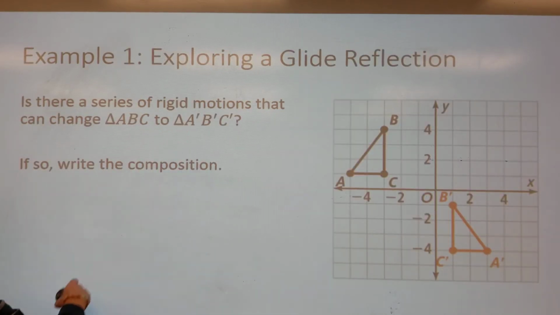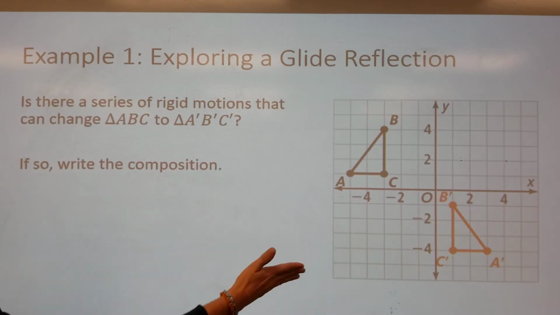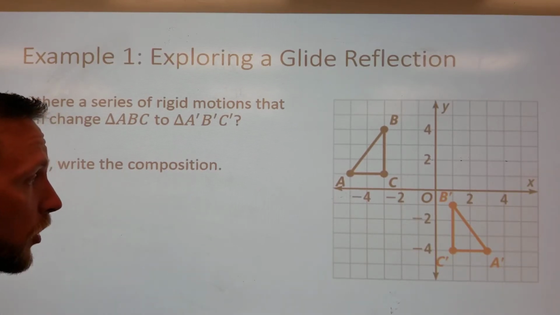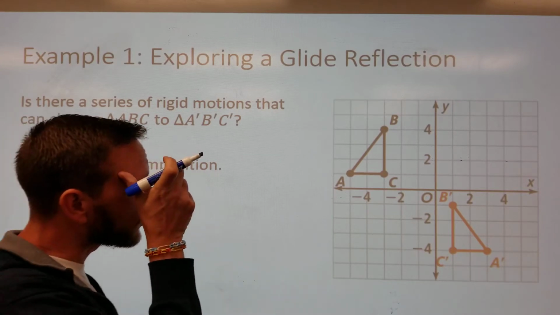Is there a series of rigid motions that can change triangle ABC to triangle A prime, B prime, C prime? The answer to this is yes. And so let's do our best to write that composition. So here's what we're going to do. We are going to do a couple things.